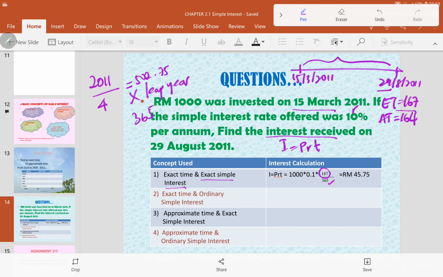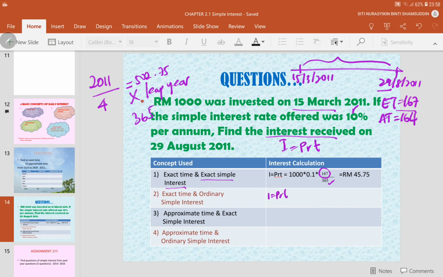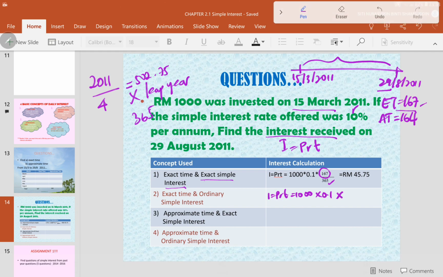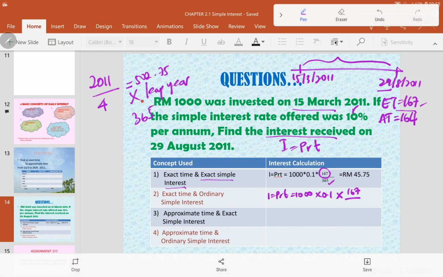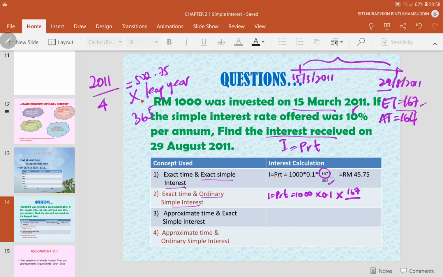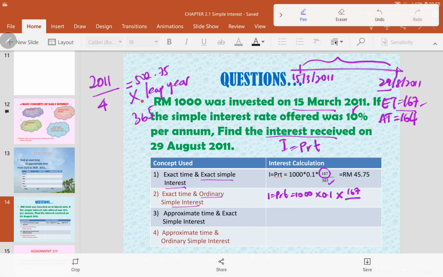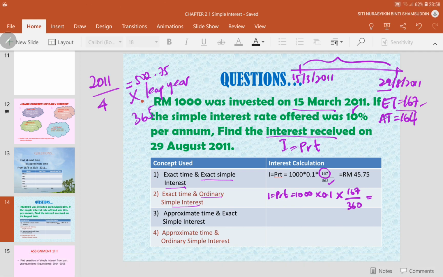Okay, second one, what if the question use exact time and ordinary simple interest? So sama juga cara, I equal to PRT. So 1000 times 0.1 times, okay, exact time masih 167. Okay, atas dia masih sama, but yang bawah ni pula over ordinary simple interest. Bila dia guna ordinary simple interest, in 1 year kita ada 360 hari sahaja. So you calculate, you dapatlah new value.